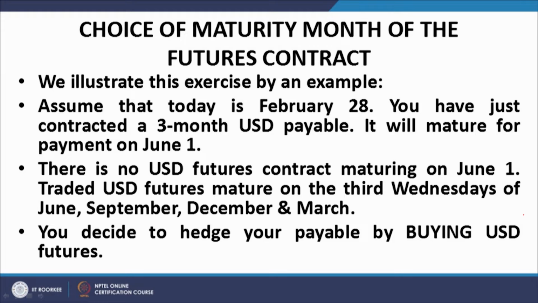Assume that today is February 28. We have just contracted a 3-month US dollar payable. It will mature for payment on June 1. There is no US dollar futures contract maturing on June 1. Traded US dollar futures mature on the 3rd Wednesdays of June, September, December and March. This is given data. We assume this data.